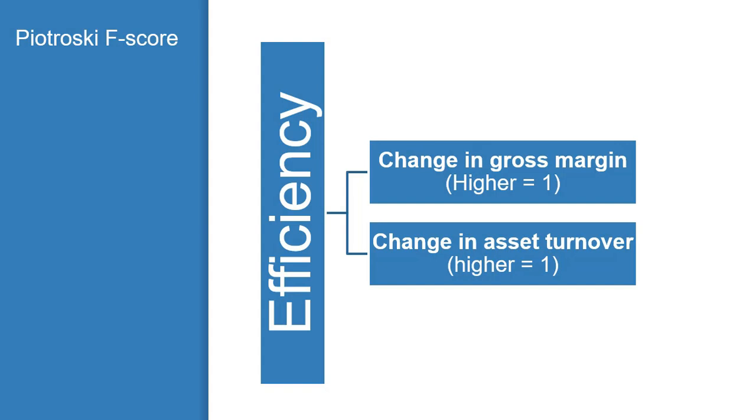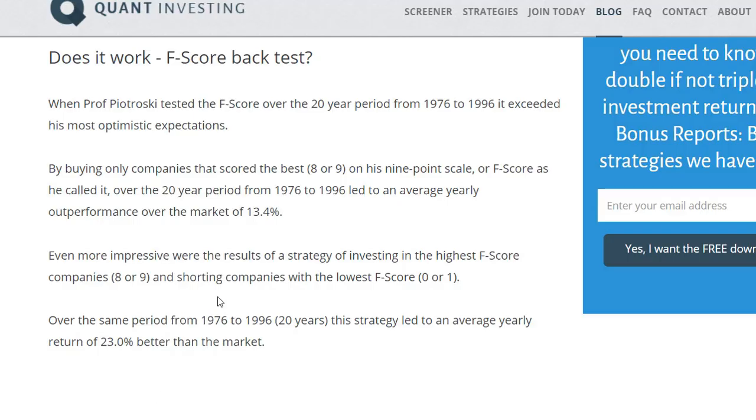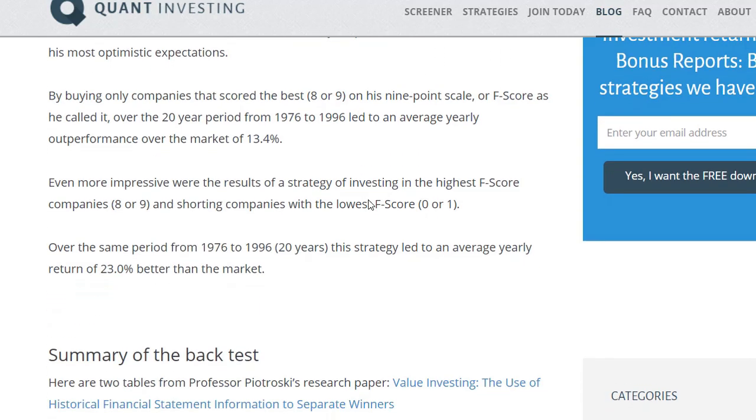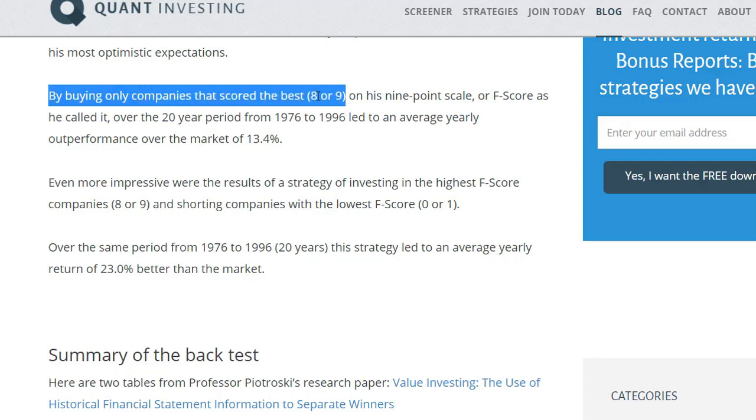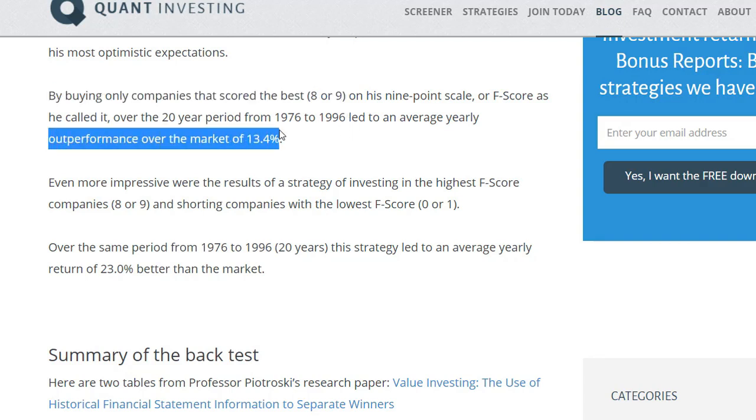Did his backtest and his real life testing work? I can give you a little spoiler and say yes, it did, at least in backtest, but there are a couple of caveats here that we need to address. But first of all, Piotroski tested 20 years of data from 1976 to 1996. And what he saw was that by buying only companies that scored the best, meaning 8 or 9 points, he actually outperformed the market from 1976 to 1996 by 13.4%.